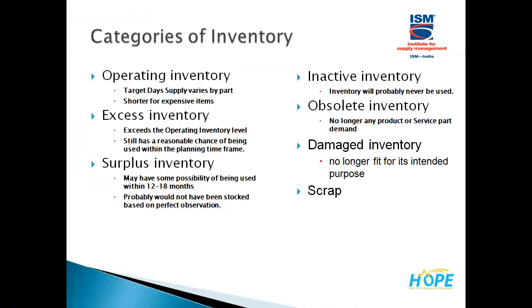Then obsolete inventory is inventory which we are keeping in our stock for which there is no requirement at all. Then it is the obsolete inventory. Then damaged inventory is where the requirement is there, but the raw material or maybe the finished products are no longer fit for their use. Then it is the damaged inventory.